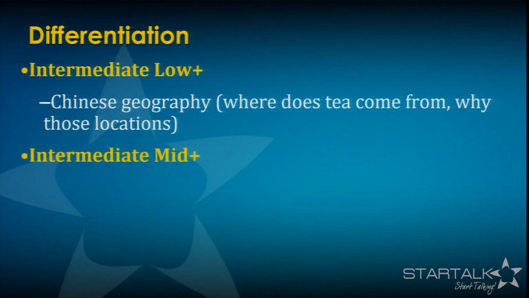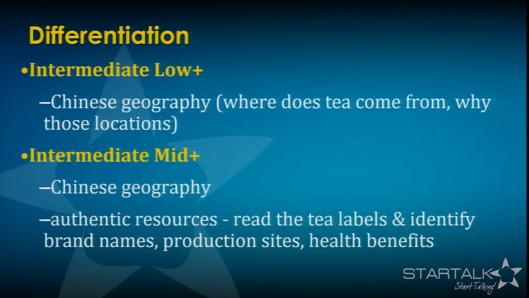With intermediate kids, we talked about geography. Where in China does this tea come from? Why does it grow there? It rains, there's mountains, there's trees, right? With intermediate mid, we also talked about Chinese geography, but what they had to do is I just gave them a map of China, and then I gave them tea labels.